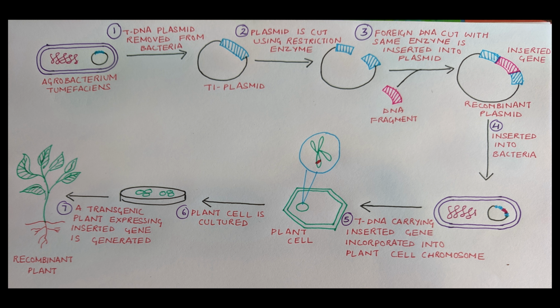The plasmid is introduced into the bacteria. The tDNA carrying foreign gene is transferred into the chromosome of the plant cell. The plant cells are grown in culture. There is a generation of plant from a cell clone carrying the foreign gene and may express it as a new trait. The plant is called a transgenic plant.